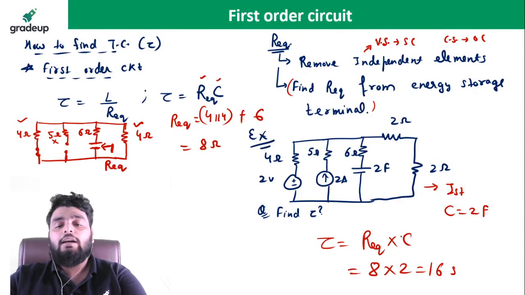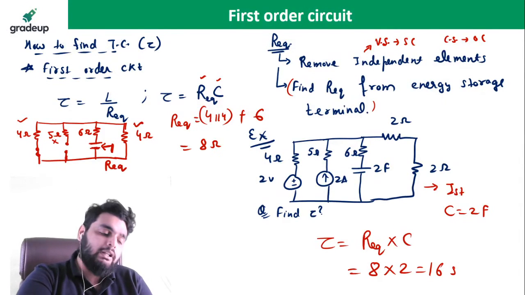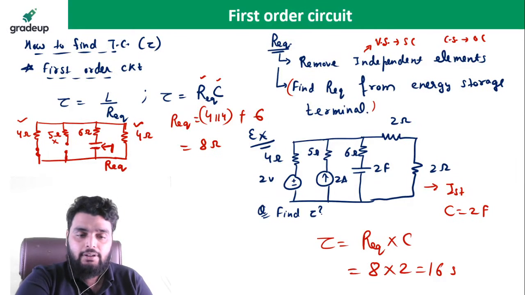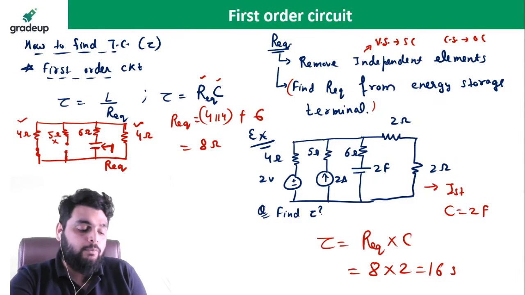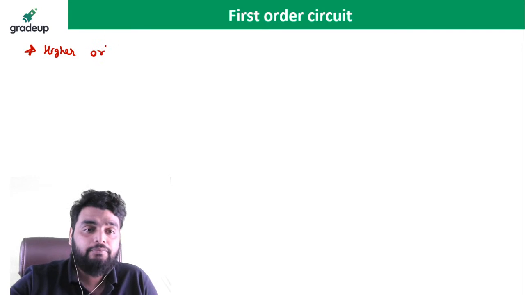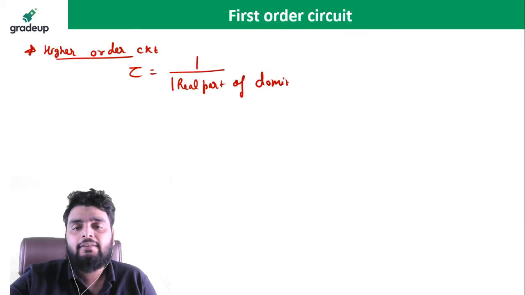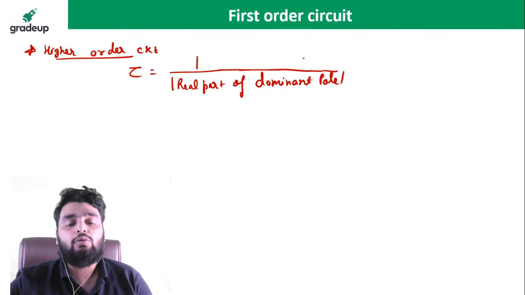Fine. Now in your exam, you need to find out the time constant only for the first order circuit. They will never ask you to find out the time constant for a higher order circuit. But let's suppose they give you. For the higher order circuits, or you can say second order circuit also, the time constant tau is equal to the reciprocal of the real part of the dominant pole. In the history of GATE, they never ask this particular thing, but in a different exam they can ask, so you can just remember this point.